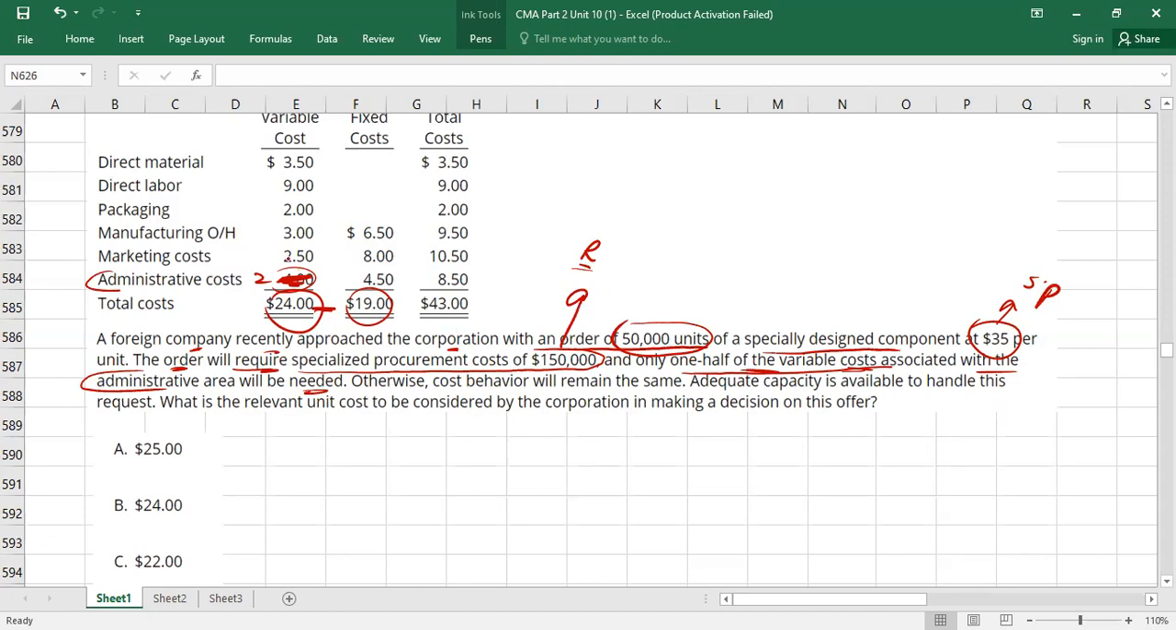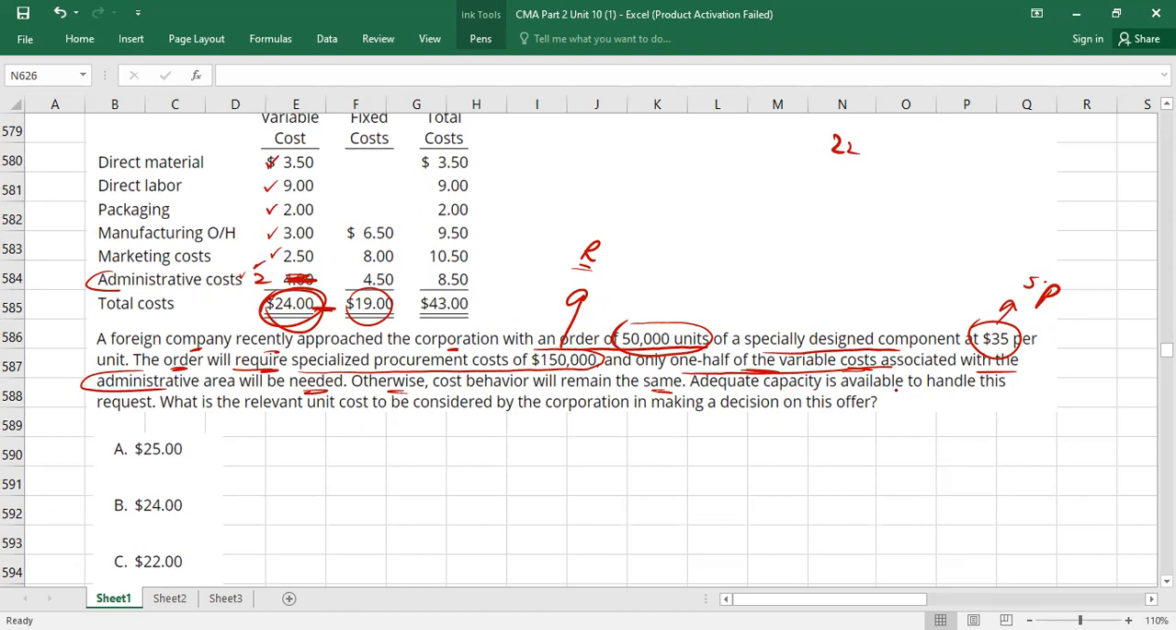So what we can do here, guys, we can now add 3.5 plus 9 plus 2 plus 3 plus 2.5 plus 2. It is going to be 22. Or you can do it this way: take this 24 minus one half of the 4, so deduct 2, and it will again give you 22. It's your wish how you want to do it. So 2 is needed instead of 4. Then they're telling you otherwise cost behavior will remain the same.